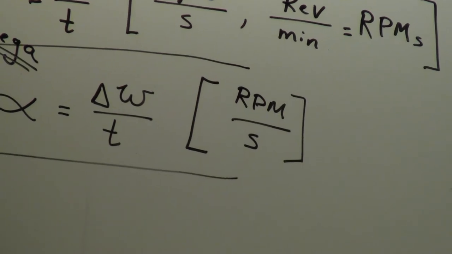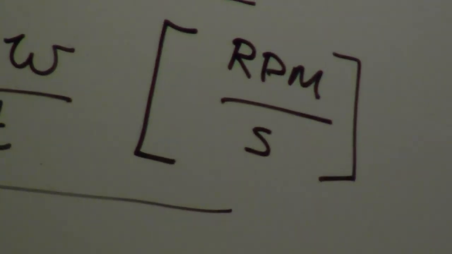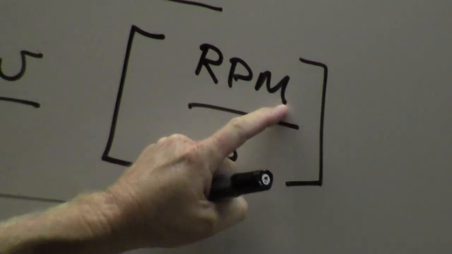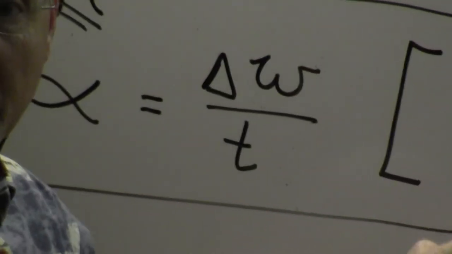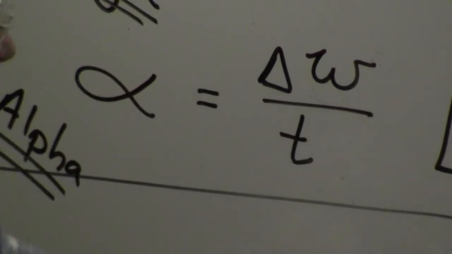For example, before the break, I was talking about the hard drive on your computer. And I know for my computer, if I listen... Square? No. No square. So it's revolutions per minute each second. Is that what you mean? So there's no square. There's the minute right there.